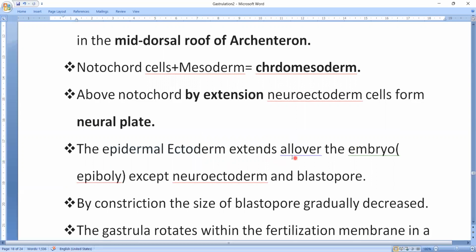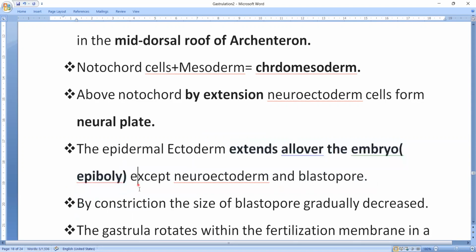The epidermal ectoderm extends all over the embryo. So that is epiboly. The epidermal cells that are in the peripheral region of the embryo occupy the entire back-like part of the embryo. So that phenomenon is known as epiboly. Okay, but neuroectoderm cells and blastoporal cells, they do not move.